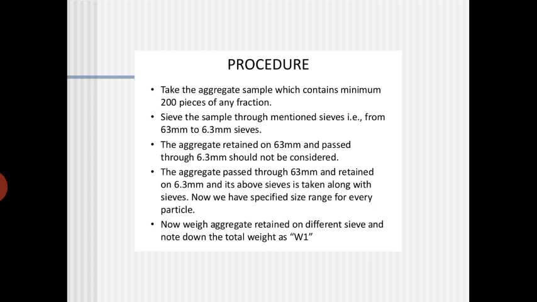The aggregate retained on 63 mm and passed through 6.3 mm should not be considered. This is very important. Normally, aggregates above 63 mm and below 6.3 mm should not be considered, because above 63 mm it has less applicability, and below 6.3 mm it also has less applicability. Material less than 6.3 mm is normally considered fine aggregate. It cannot be considered as coarse aggregate, and coarse aggregate should not exceed 63 mm size.